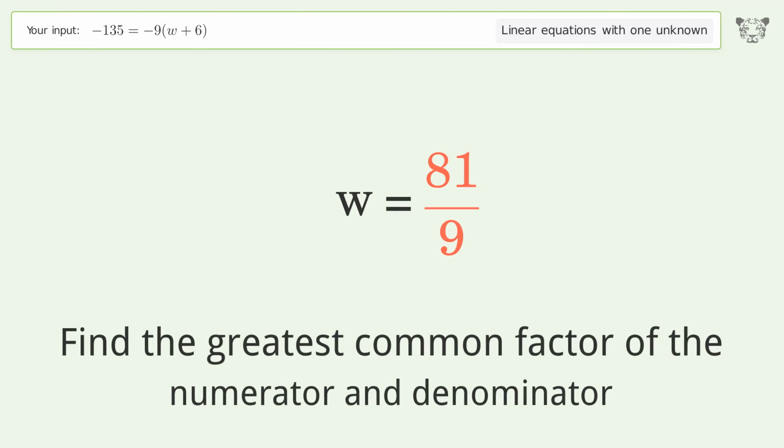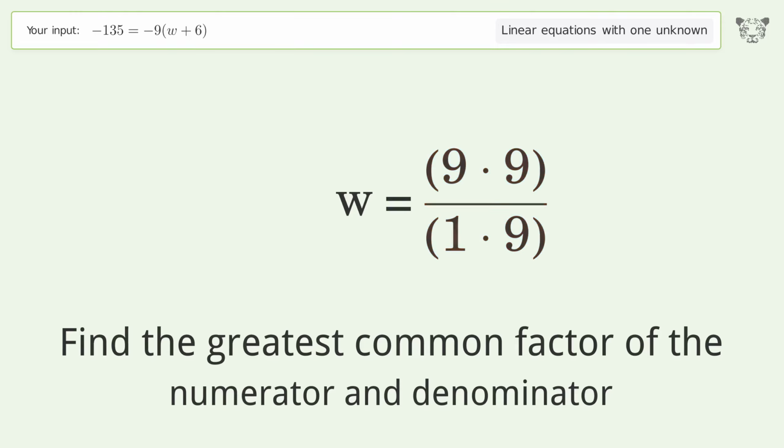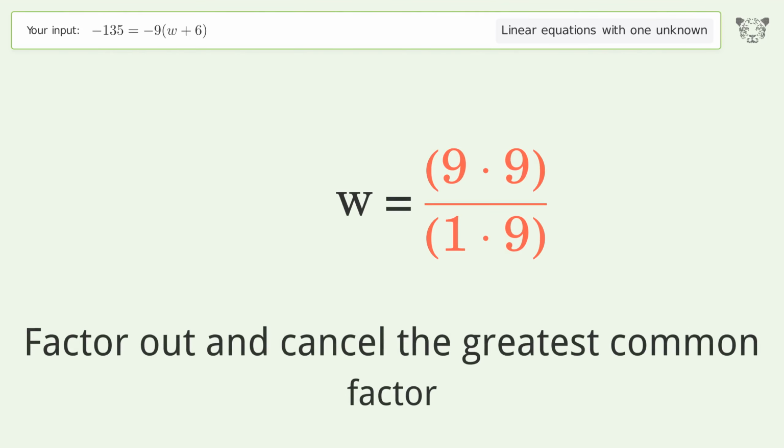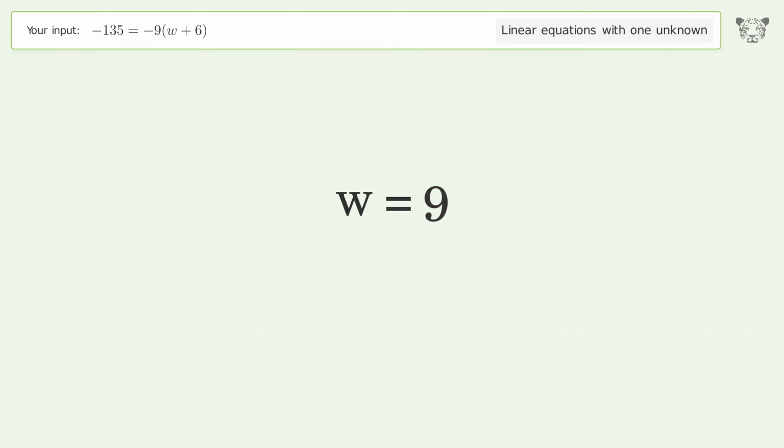Find the greatest common factor of the numerator and denominator. Factor out and cancel the greatest common factor. And so the final result is w equals 9.